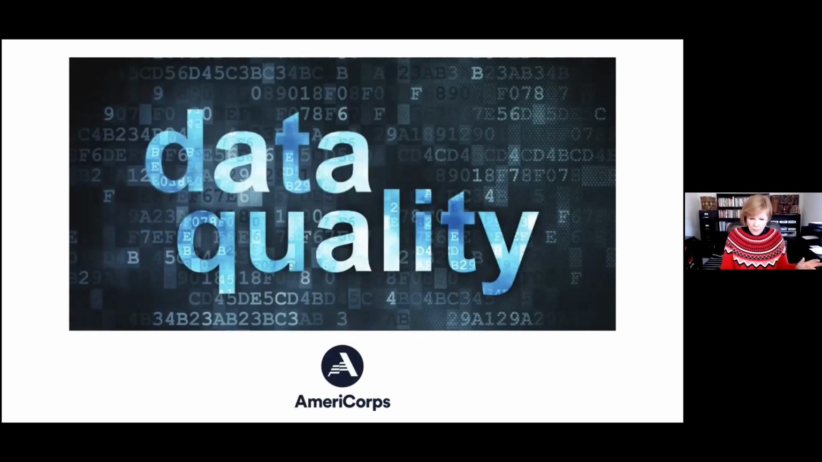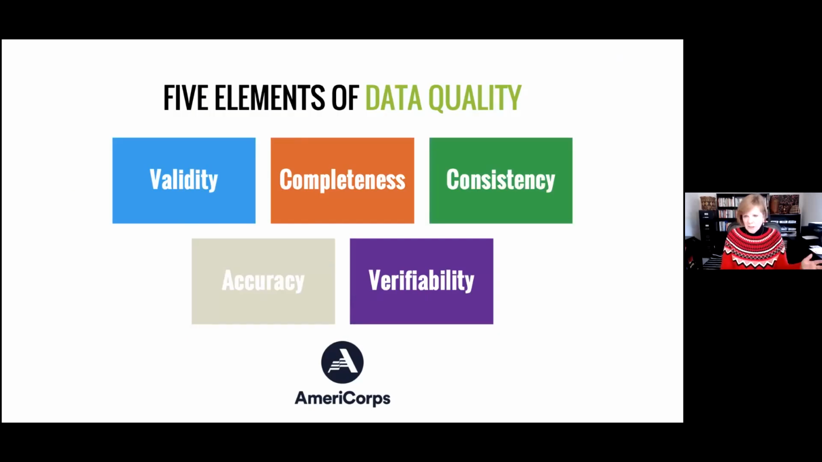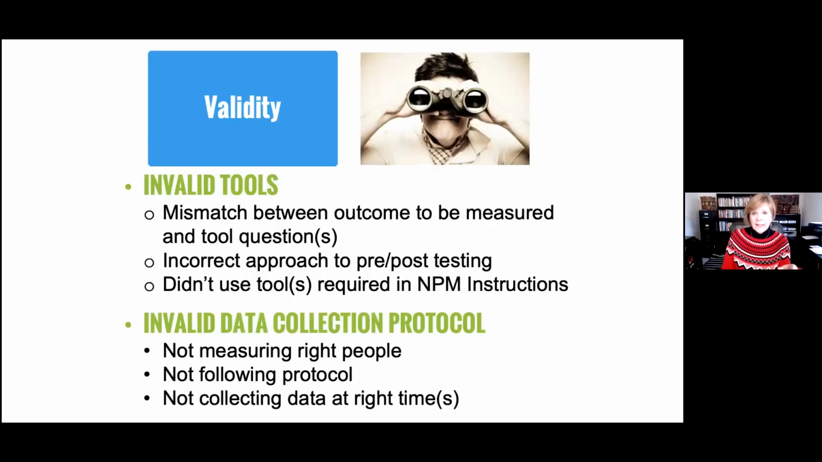AmeriCorps is big on data quality. There's 5 chunks of that. 2 things that I just wanted to quickly highlight. One was validity, and that goes towards what we've been talking about, that there's a mismatch between the outcome in the performance measures and the tools and the questions on the tools, or they didn't do right pre-post testing, or maybe they didn't collect it from the right people. So that's just something when you're thinking about and writing up your, especially your outcome measurement, describe instrument section, keep some of this stuff in mind.